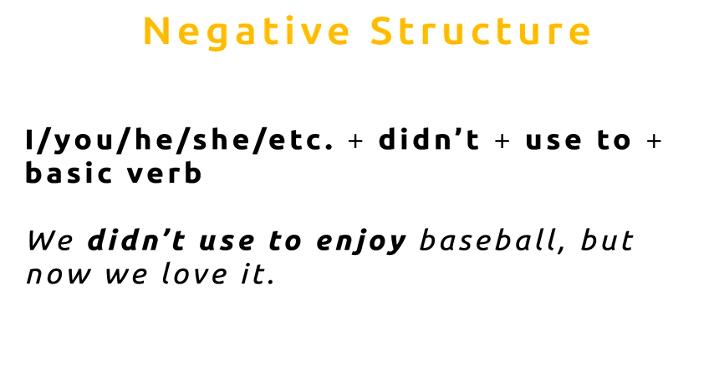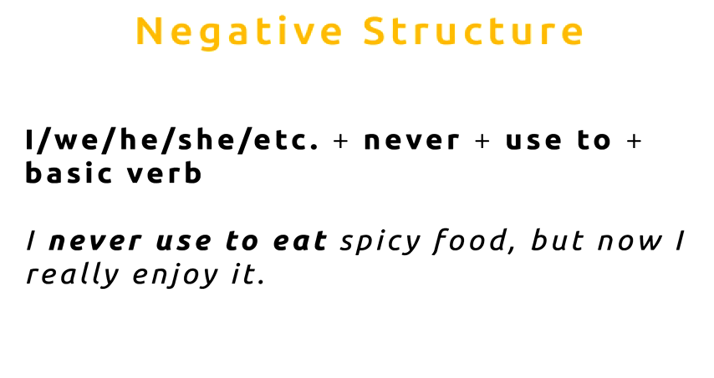And there is another negative structure, which is very, very common. I, we, he, she, etc., plus never plus used to plus basic verb. So instead of using didn't, you can use never. For example, I never used to eat spicy food, but now I really enjoy it.